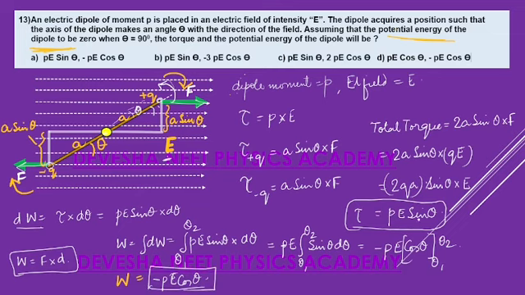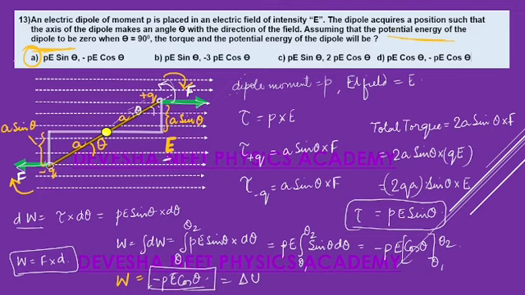So the torque was PE sine theta, and the energy is minus PE cos theta. So if you look at the answer, the first one, A, will be the answer option. Okay. So now we move to the next problem.